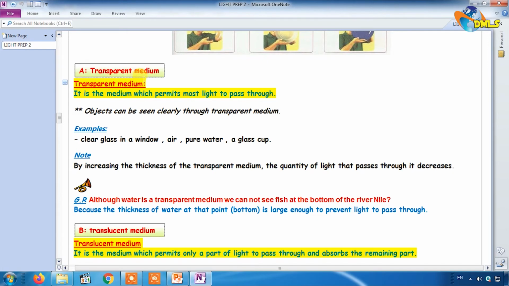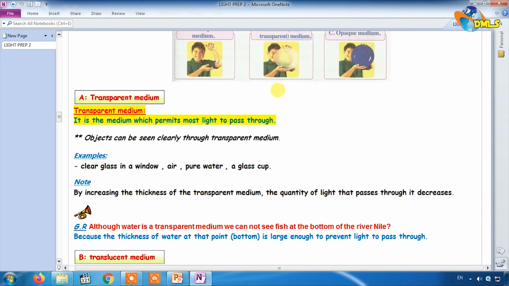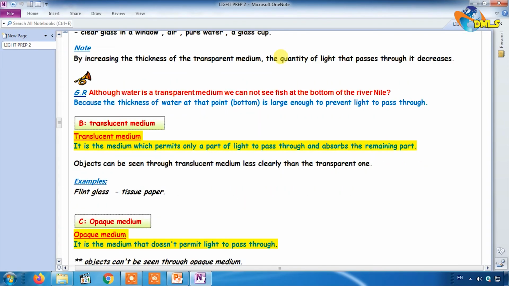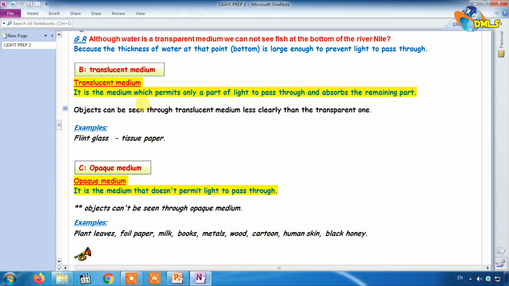It is a transparent medium which permits most of light to pass through it. What is the second type? This is the second type. It is called translucent or semi-transparent. A translucent medium is a medium which permits only a part of light to pass through it and absorbs the remaining parts.